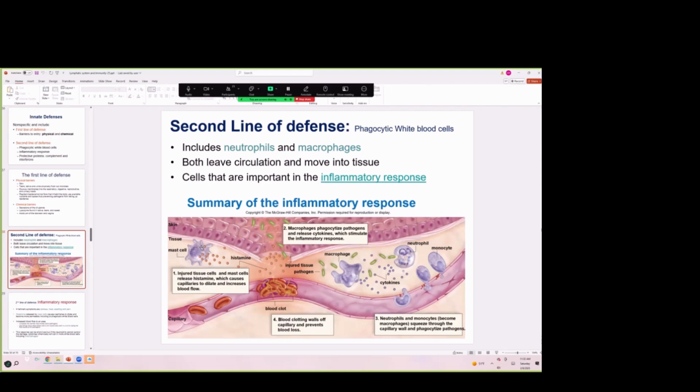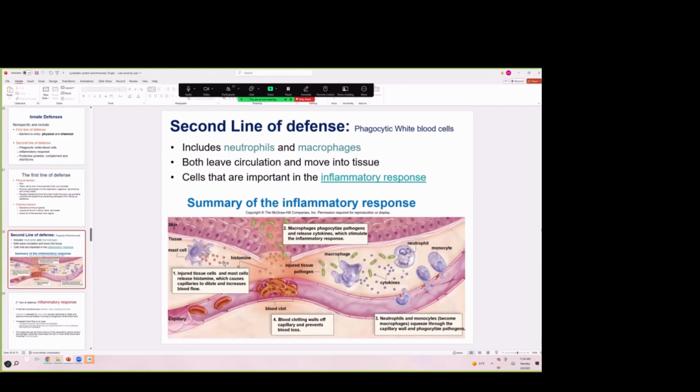Now you have some cells here. This is where we start talking about some of those cells that I said were the white blood cells that are produced from our bone marrow. There are some cells here called mast cells. If they notice injury to the skin, the injured cells here, the mast cells will produce some chemicals called histamines.